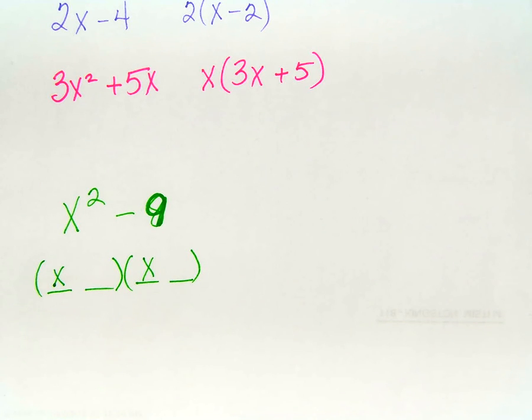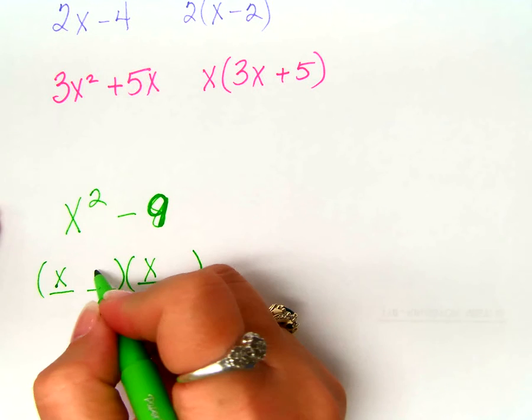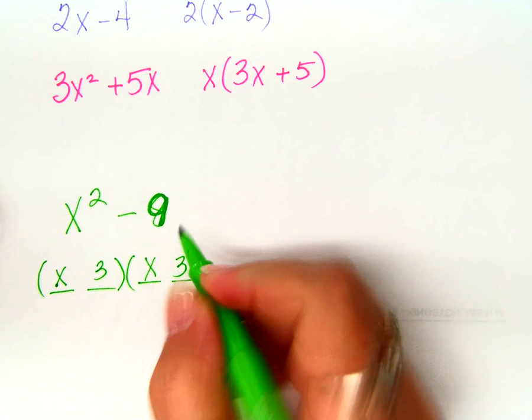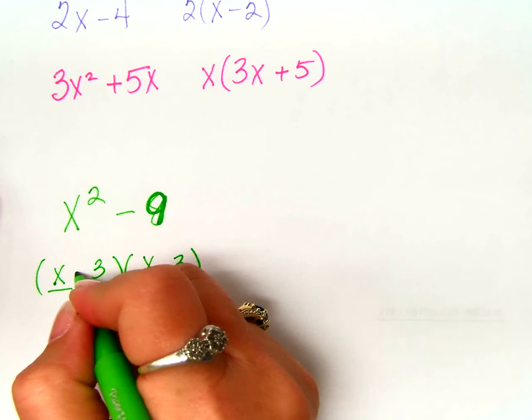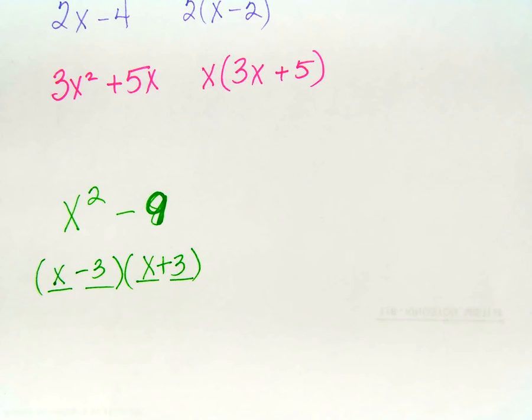What do you think goes in the other blank? How do you know it's 3? Square root of 9. 3 is here and 3 is here. What's left? The signs are left, right? We've got to figure out what signs go where. Well, I'll just make it real easy for you. Let's make them opposite signs. Let's make one a plus and one a minus.